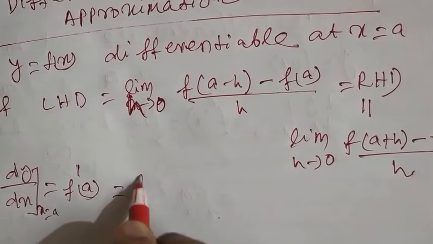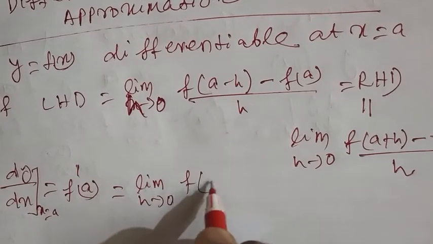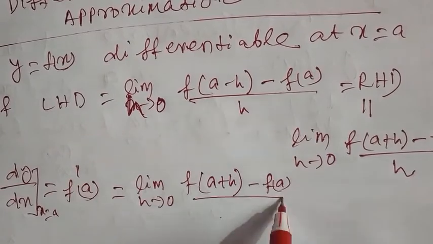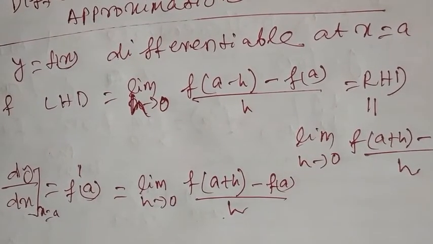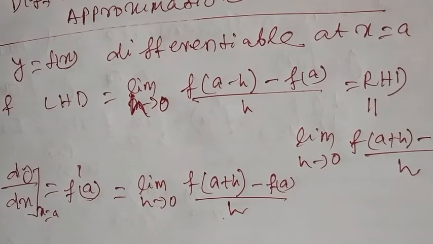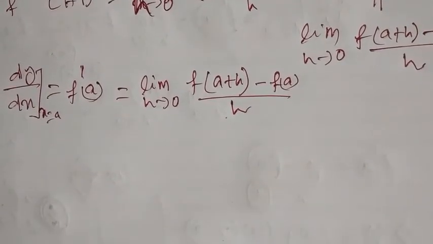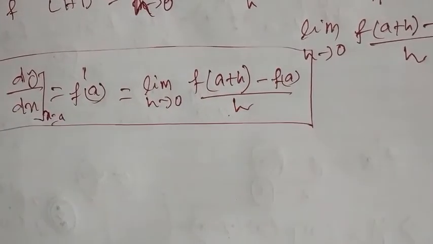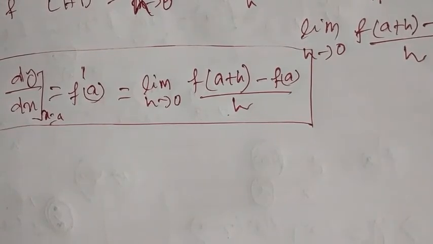How do we find it? It is nothing but limit h tends to 0 of f(a plus h) minus f(a) divided by h. This thing you already have learned. This is very simple to find if you know how to find the limit of a function. Now let us analyze this formula. We will treat this very logically and geometrically.